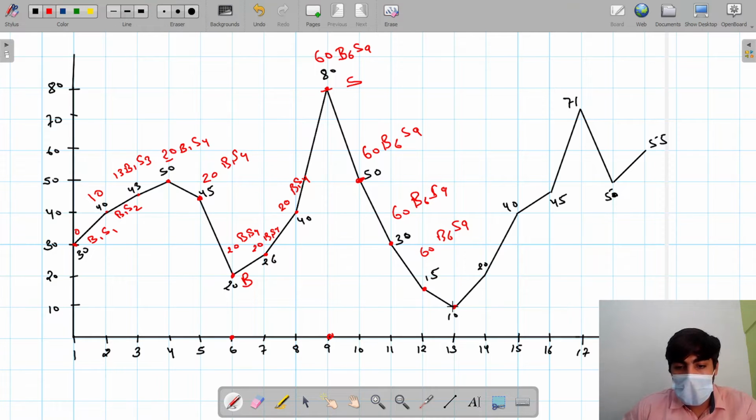Now for this one, 0 is not the maximum, if buying day and selling day are the same, then 60 here, B6 S9. For this one, buying day is this, selling day is 20, 60 here because we get 10 rupees profit, 40, 60 here, 45, 60 here, we get the maximum profit.